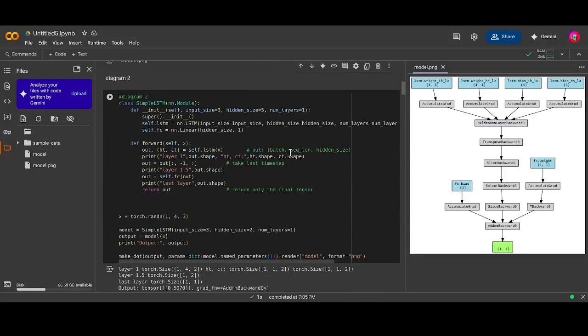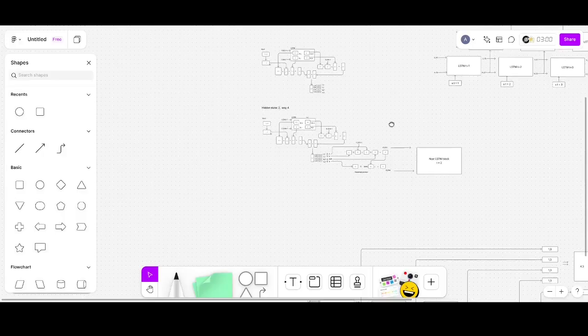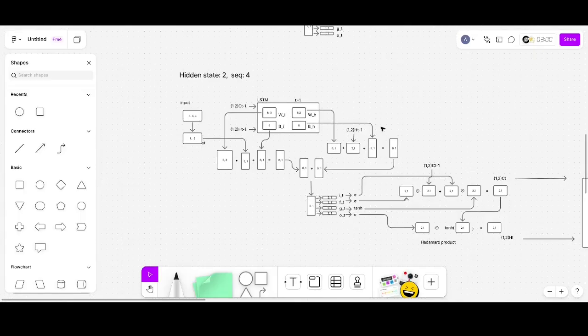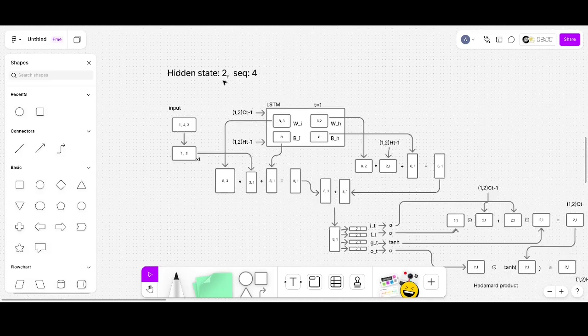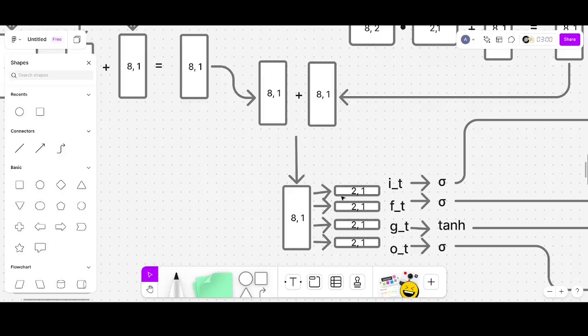If we have the hidden state 2, right now I think, hidden state 2. If we increase the hidden state, we have a new model.png. 4-3 becomes 8-3. As you can see, the size of the weight matrix inside the LSTM has increased. So, summary. The hidden state is just the internal dimension. As you increase the hidden state, the size of the internal equations increases.